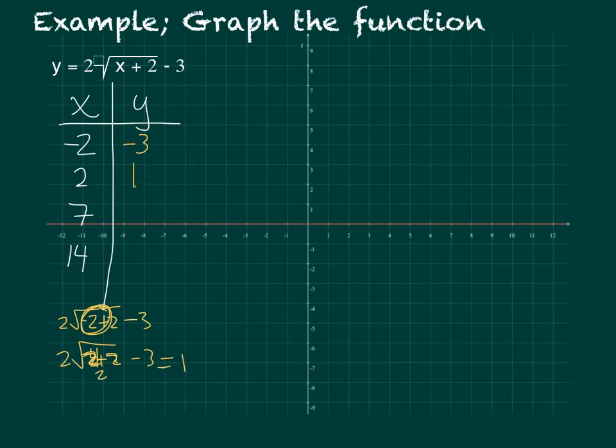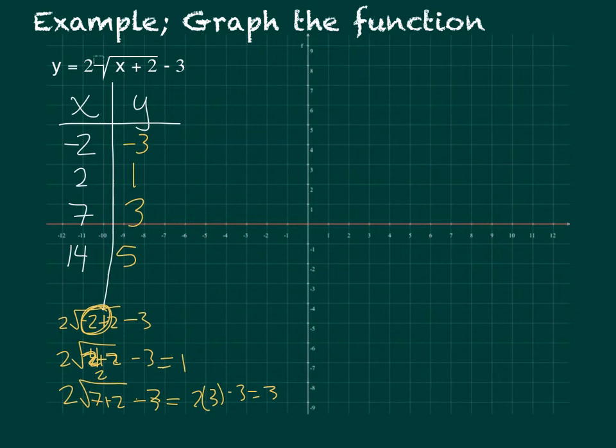And then if I put in 7, I'm going to have 2 square root of 7 plus 2 minus 3. So that would be the square root of 9. 2 times the square root of 9, which is 3, minus 3. So that's 6 minus 3, which is 3. Okay, and then if I put 14 in and solve it out, you should get 5. All right, so plug it in the calculator, make sure you put parentheses, and you should be fine.